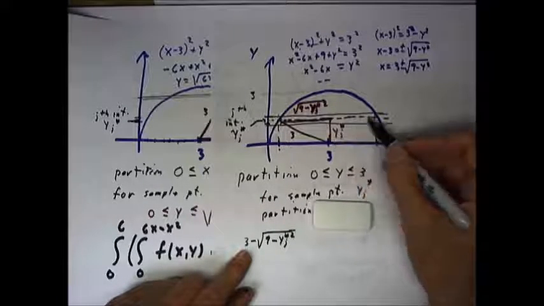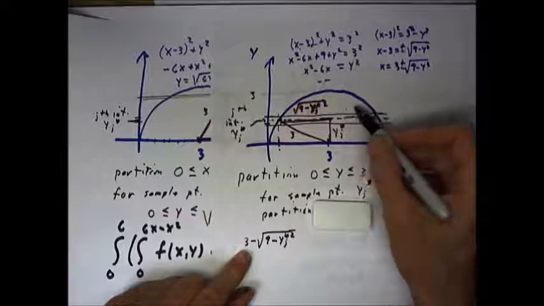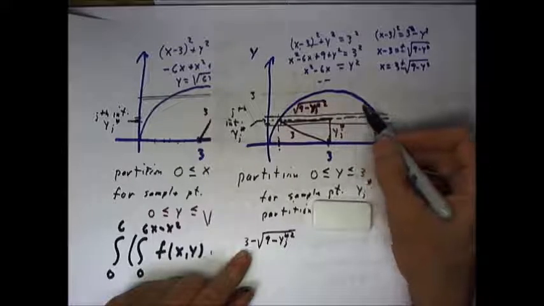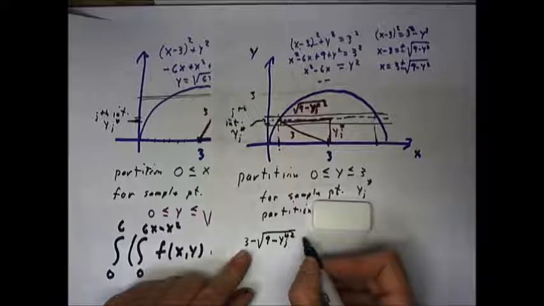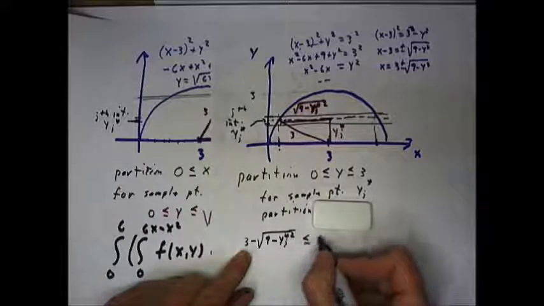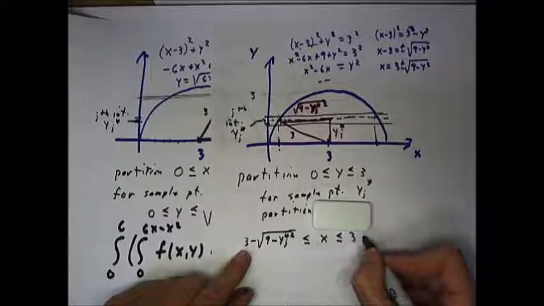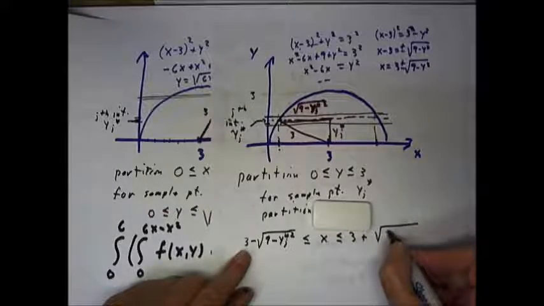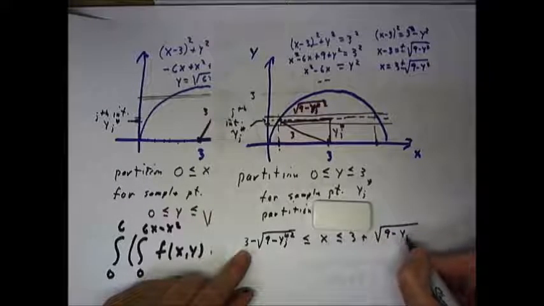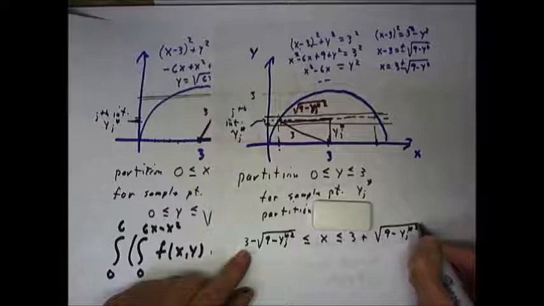We could set up a similar triangle over here and we'd get the same solution for the length of this side, but that would be added to 3, so that we're partitioning the interval from x equals 3 minus that square root to 3 plus the square root of 9 minus yj star squared.